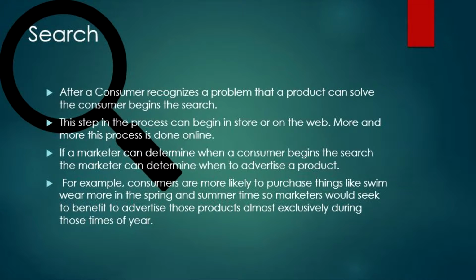The search. After a consumer recognizes a problem or opportunity that a product could solve, the consumer begins the search. This step in the process can begin in-store or on the web. More and more, this process is being done online. If a marketer can determine when a consumer begins the search, the marketer can determine when to advertise a product. For example, consumers are more likely to purchase things like swimwear in the summer and springtime. So marketers would seek to advertise those products almost exclusively during those times of the year.